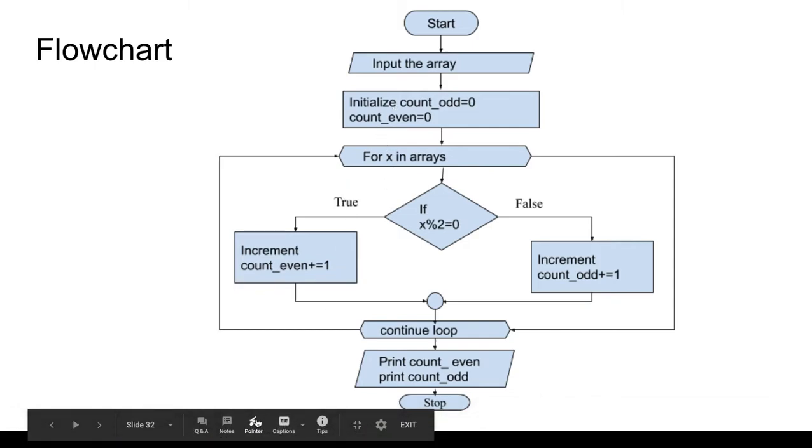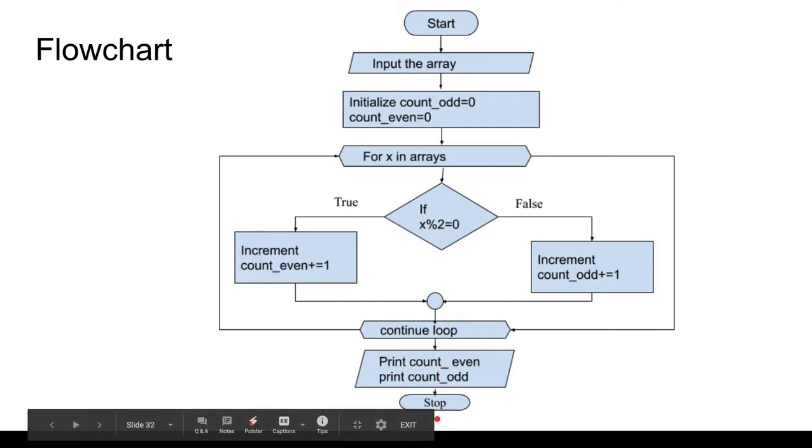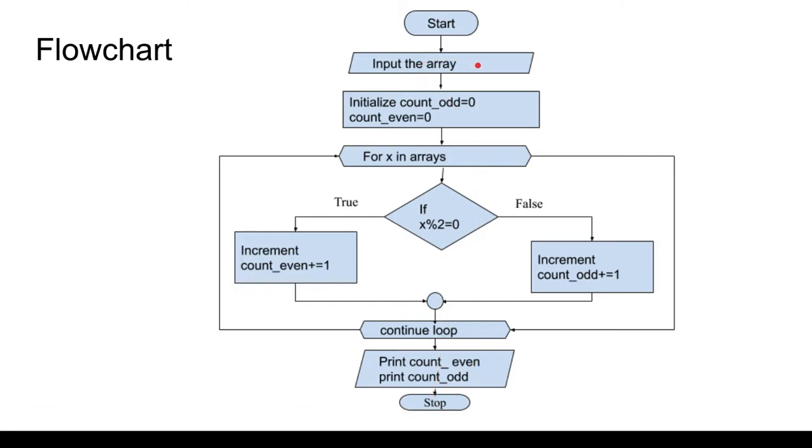So the input and the output are represented by using this parallelogram. The start and stop are represented using this symbol. So get the input array elements, then initialize the count of odd and even as 0 using the rectangle box. It always represents the process. Then the looping statement. Loops are represented by this hexagon symbol.